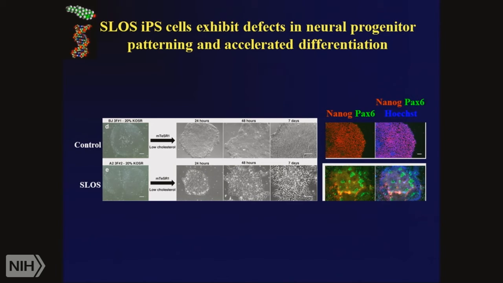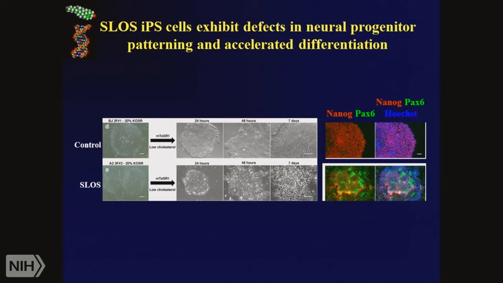They look normal if you maintain them in media with cholesterol, because the cells just take it up from their environment. They have no need to make cholesterol, therefore they don't make 7-dehydrocholesterol. If you switch them into a low cholesterol media, the control cells are just fine. They continue to express the markers of undifferentiated cells such as NANOG, and they don't express differentiation markers such as PAC6. But the SLOS iPS cell lines rapidly undergo differentiation towards neuronal lineages. They lose the pluripotent marker NANOG, and they start to express the neuronal precursor marker PAC6.